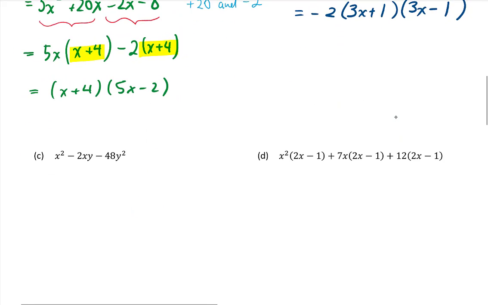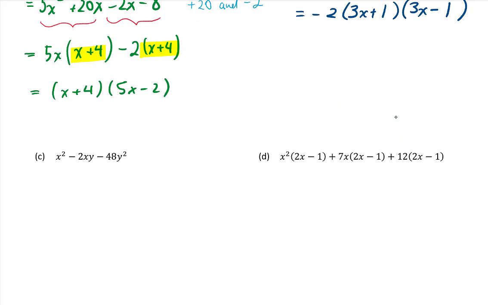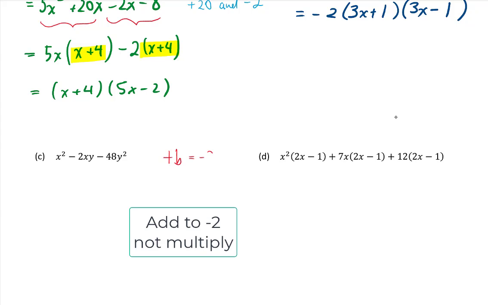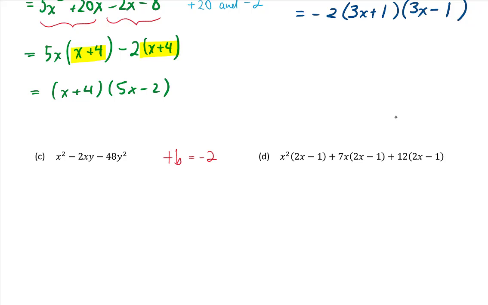Next one. We have x squared minus 2xy minus 48y squared. There's no common factor in this one, but we do see that the a value is 1. So we start off the same as decomposition. I need two numbers that add to negative 2, and the two numbers must multiply to give us negative 48. So those two numbers are going to be negative 8 and positive 6. And since the a value is 1, those magic numbers are the numbers we're going to put in the brackets.